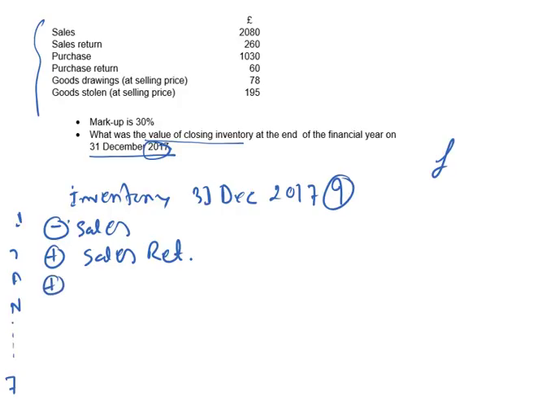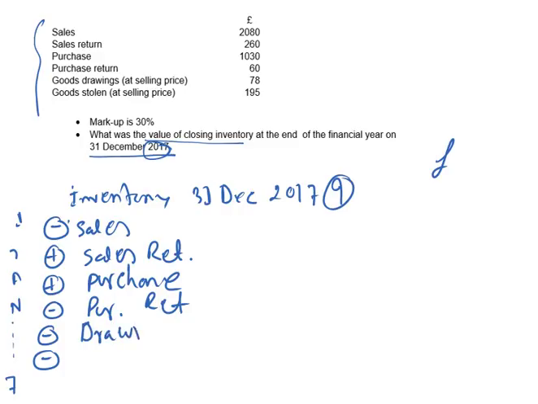Purchases are plus, which makes your inventory go up, minus purchase return. Goods stolen and goods drawings, both of these make the inventory go down. Drawings and stolen. Yeah, and there we go.